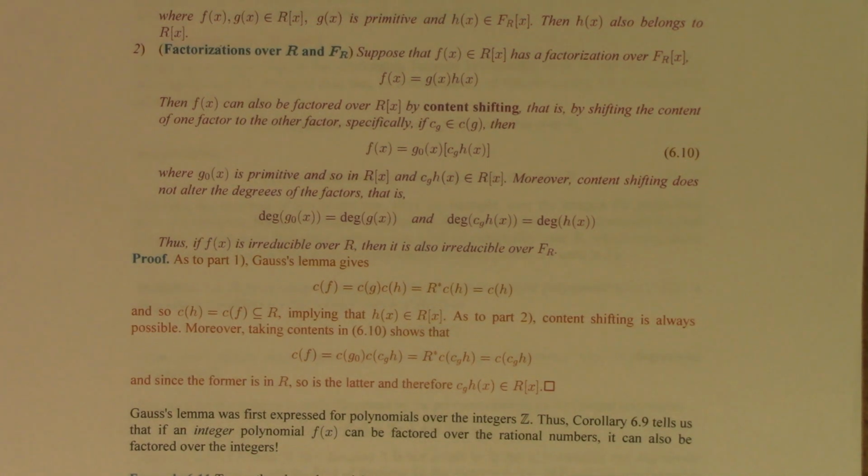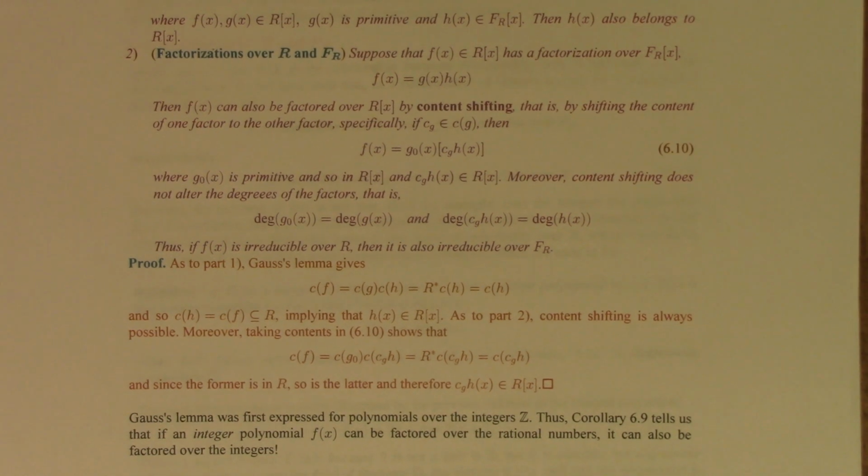So any factorization of an integer polynomial over the rationals can be turned into a factorization of that polynomial over the integers with what I call content shifting, shoving an integer from one polynomial to the other, or shoving a rational number from one polynomial to the other.